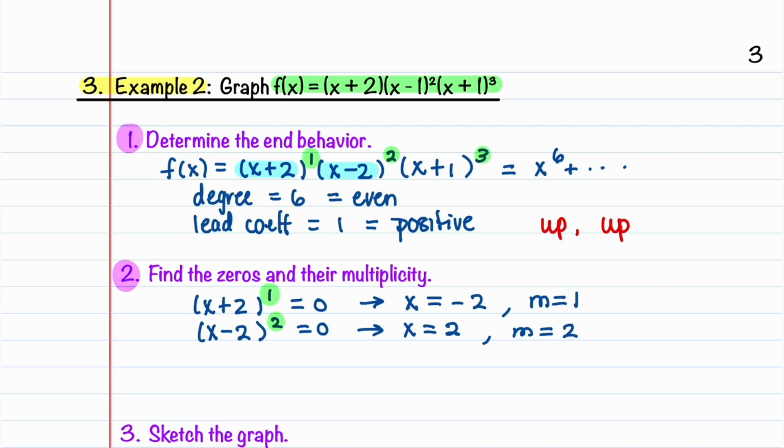Now let's look at our last one. It is x plus 1 quantity cubed. So we have x plus 1 cubed is equal to 0. Solving for x gives us x is equal to negative 1. And then our exponent is a 3. So our multiplicity is equal to 3. Before we go to sketch the graph, let's highlight our zeros. We have x is equal to negative 2. We have x is 2. And then we have x is equal to negative 1.